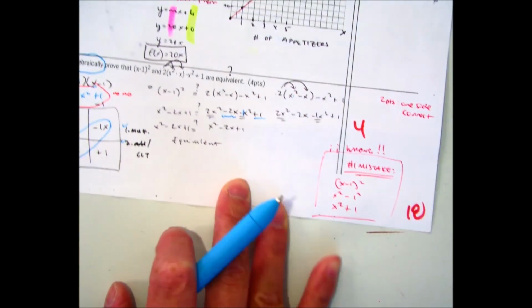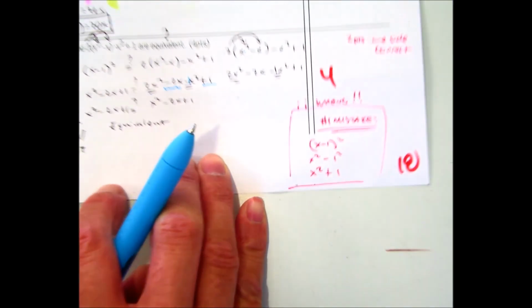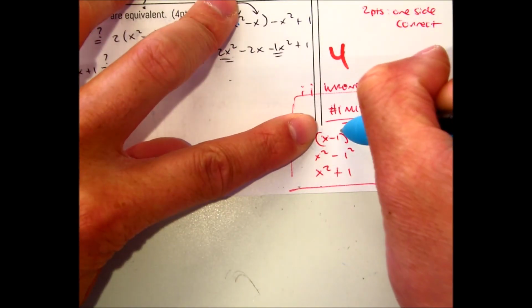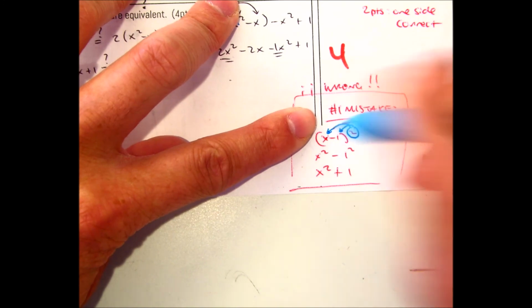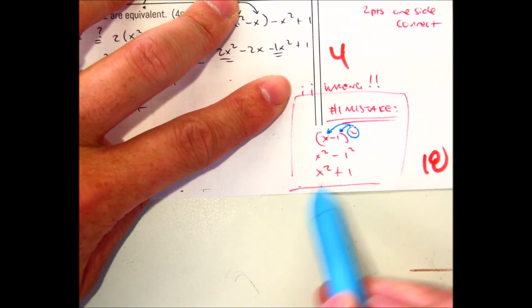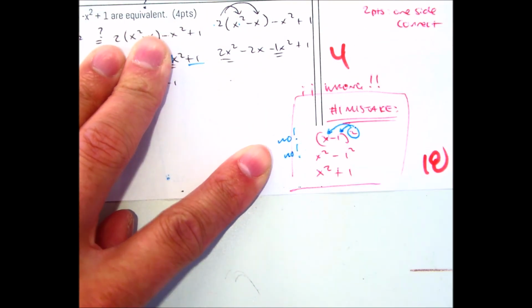Oh, I wanted to show you guys another common mistake. Don't do this, you can't distribute the exponent. That will give you x squared minus 1 squared and then x squared plus 1. This is wrong. No, don't do it.